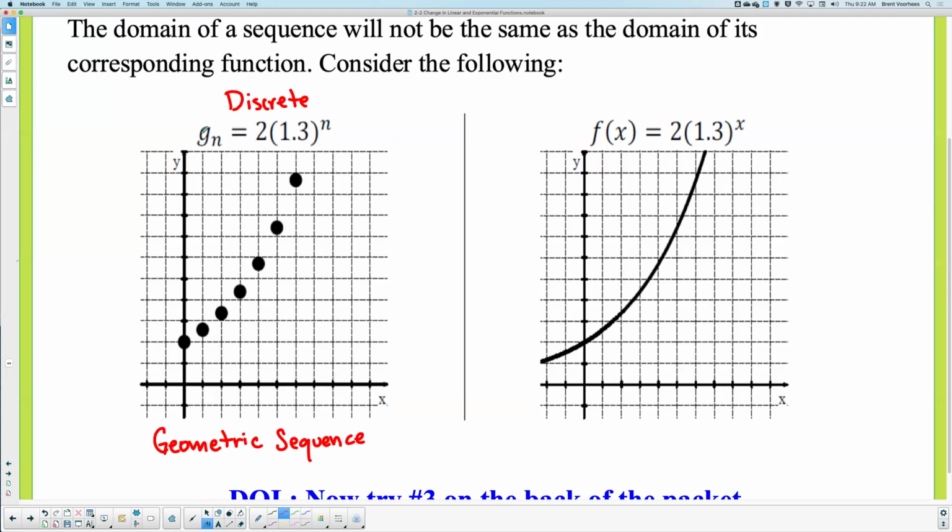Which one's the input? Is it the g(n) or is it the n? N. Okay, come down here. This says x-axis. It should not say x-axis. What should it say instead? n. There you go. And you could say y equals g of n.